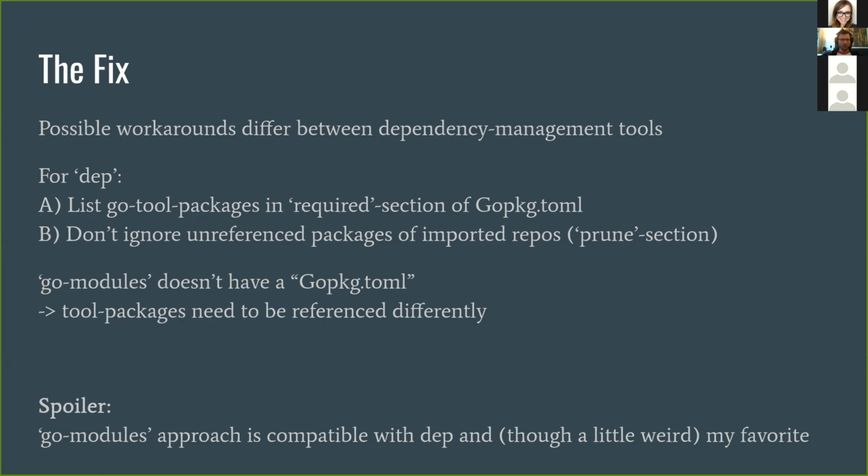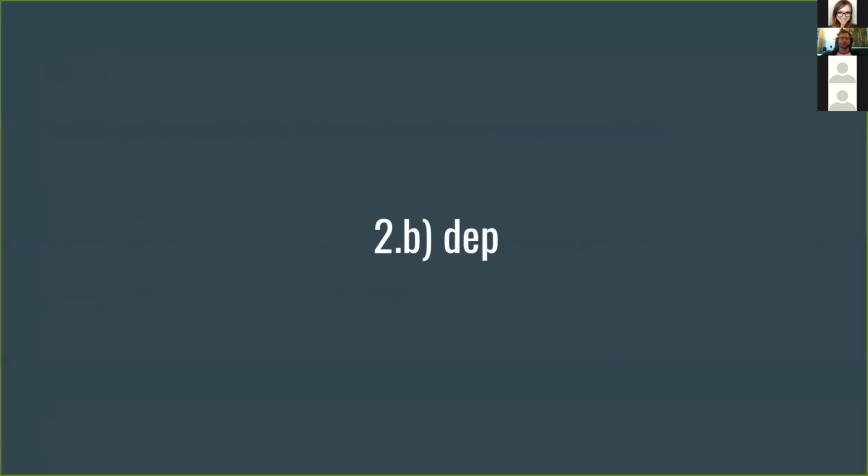And for Go modules, there's nothing like a Gopkg.toml, so we need to convince it in some different way to pull in these dependencies. So a little spoiler: the Go modules approach is compatible with dep, so you can use that even if you are on an old Go version. But if you upgrade your Go version, then you can easily do that and don't worry about the dependency management. I like the approach a lot, but it might seem a little weird depending on how much you dabbled with the concepts that we will require for that. All right, let's see in detail how it looks for dep.